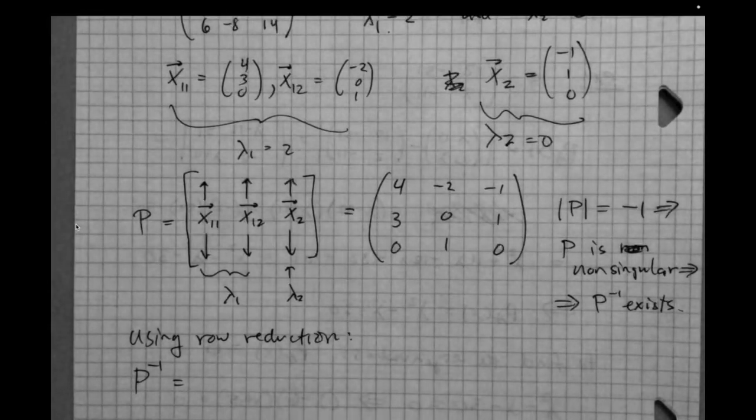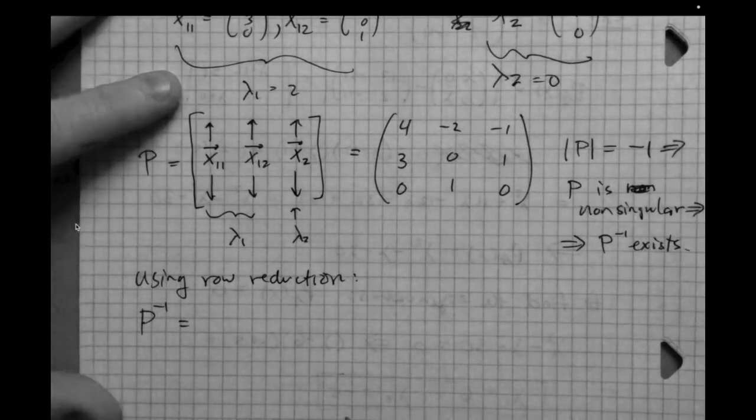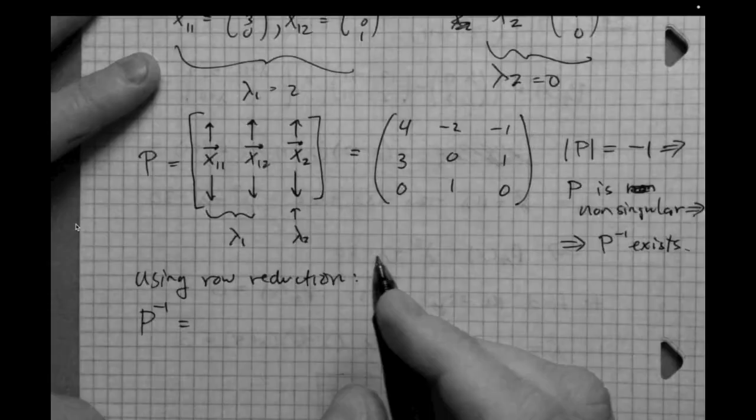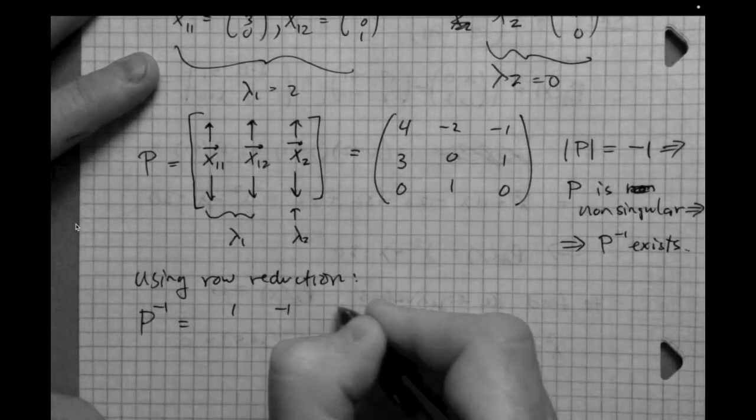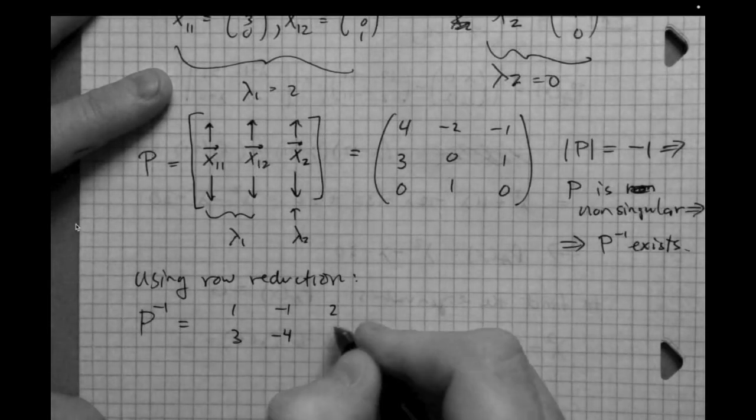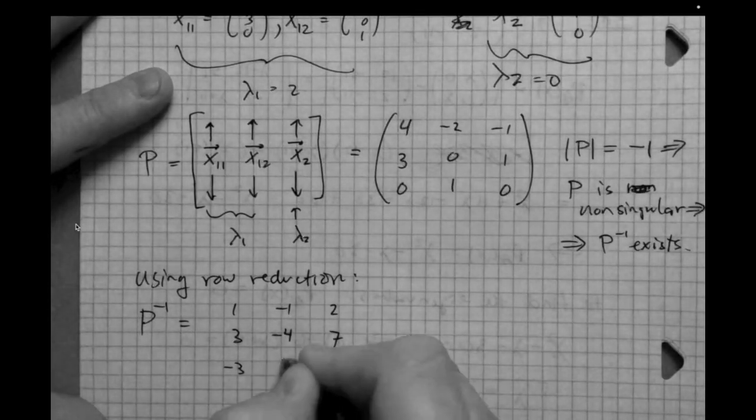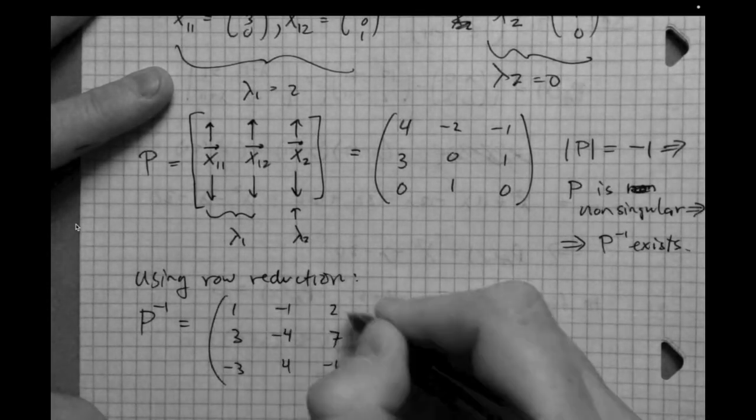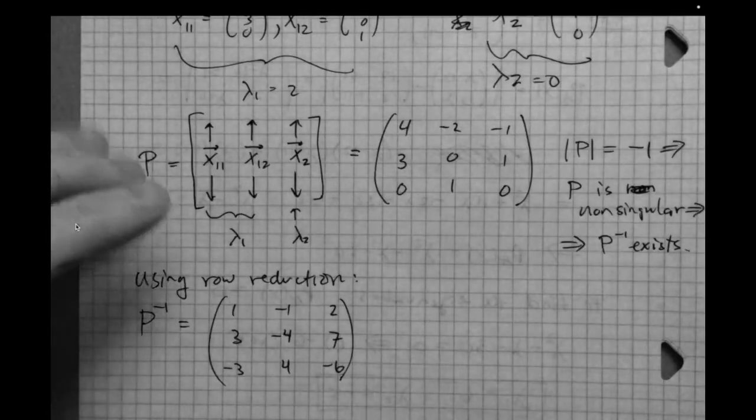To find the inverse, whatever method you want to use, row reduction is probably the most efficient. But we do need the inverse, and the inverse turns out to be 1, negative 1, 2, 3, negative 4, 7, and negative 3, 4, negative 6, right? So this is the inverse of P. Okay, so we've got our P matrix and we've got our inverse P matrix.